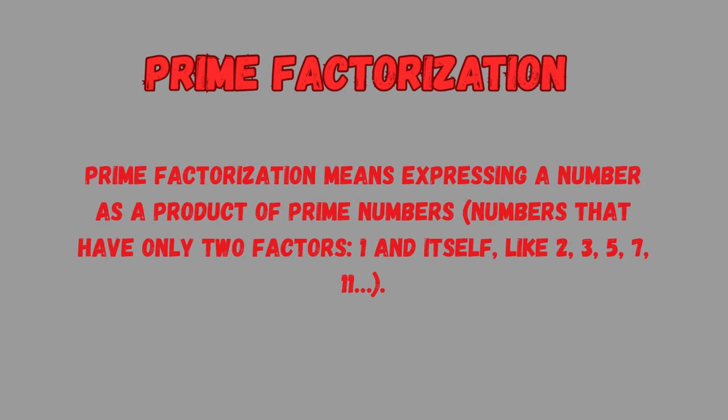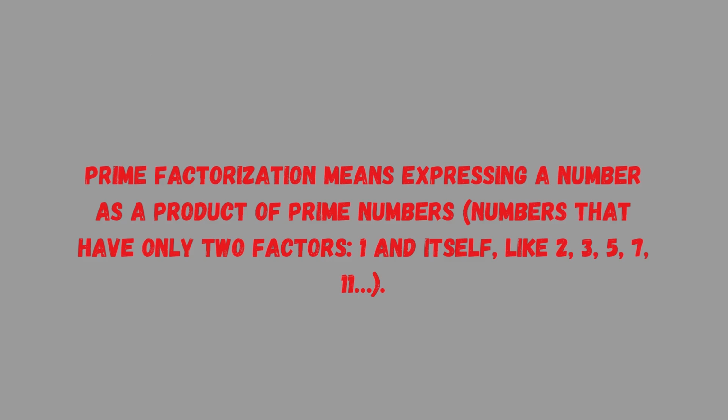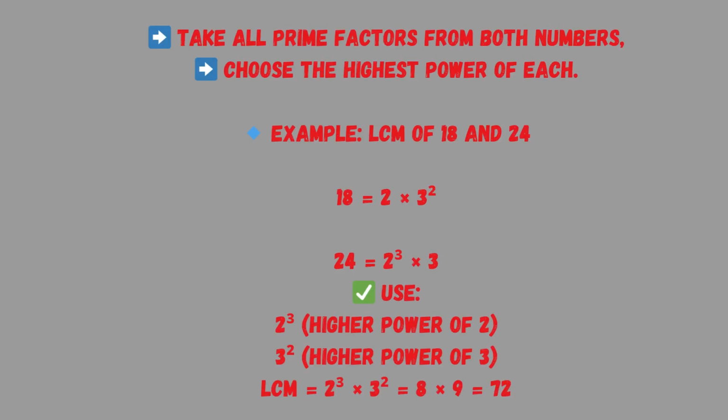The second method is prime factorization. Prime factorization means expressing a number as a product of prime numbers. Prime numbers have only two factors, 1 and itself, like 2, 3, 5, 7, etc. Take all the prime factors from both numbers and choose the highest power of each. Example, LCM of 18 and 24. 18 is equal to 2 into 3 square and 24 is equal to 2 cube into 3. LCM is equal to 2 cube into 3 square, which is 8 into 9, which is 72.